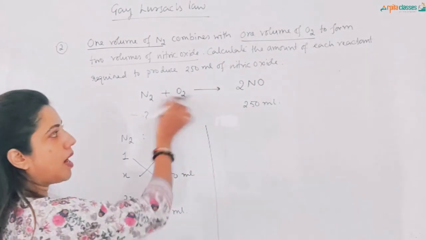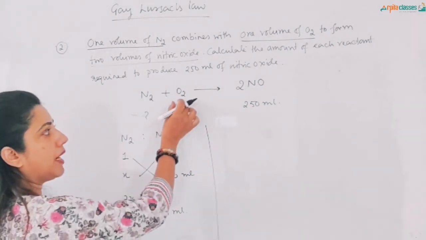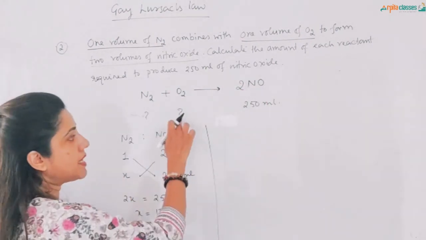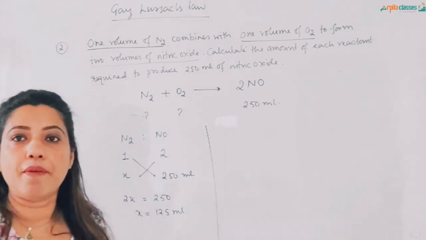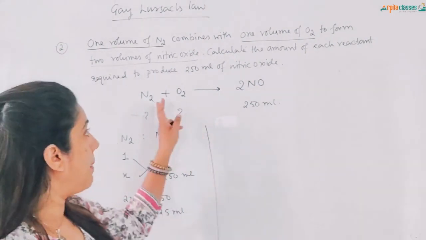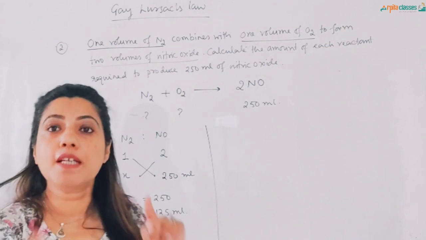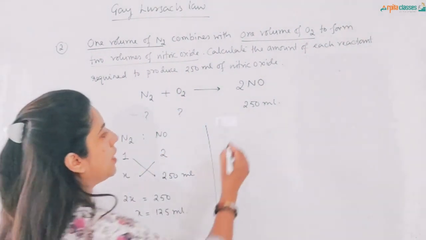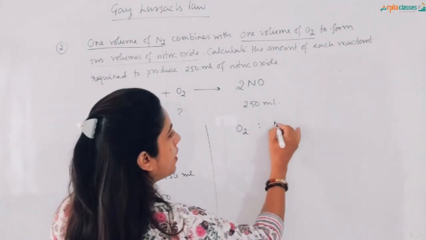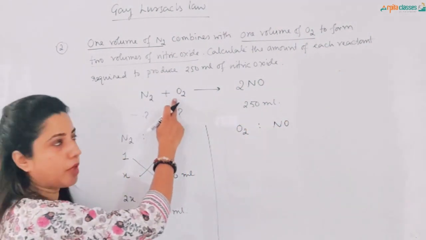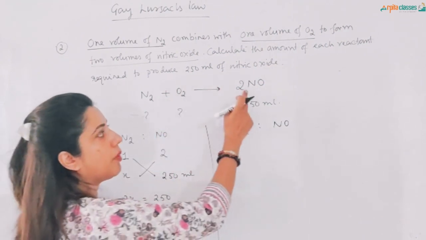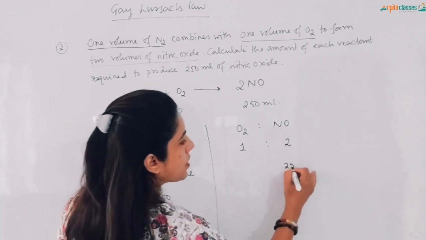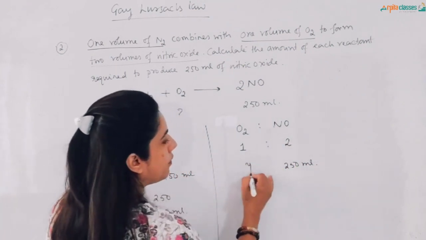Similarly, we have to find out the amount of oxygen. So now we are going to take the ratio between oxygen and nitric oxide, because this is asked and this is given. So we have to always take the ratio from the balanced chemical equation for the species which is given and which is asked. Okay. So now for oxygen, we'll be taking oxygen is to nitric oxide. From the balanced chemical equation, we can see 1 volume of oxygen produces 2 volumes of nitric oxide. So take it 1:2.